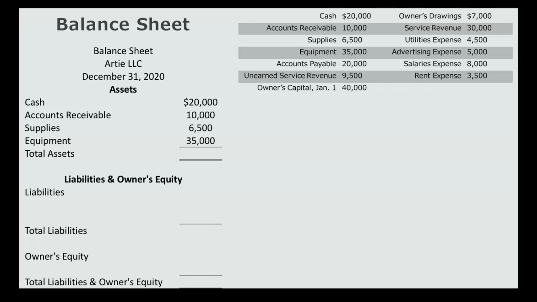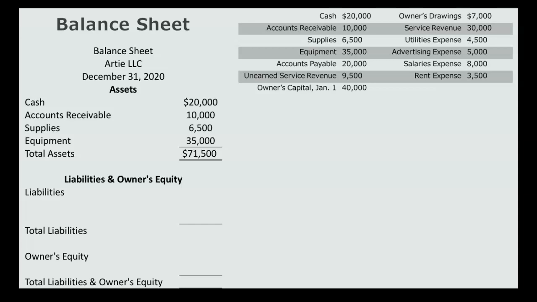And when you add up those four balances, you'll get $71,500. So the asset section of the balance sheet is now complete. And we can move on to the second half of this balance sheet. So on the second half of the balance sheet, we need to list out our liabilities and owner's equity accounts.